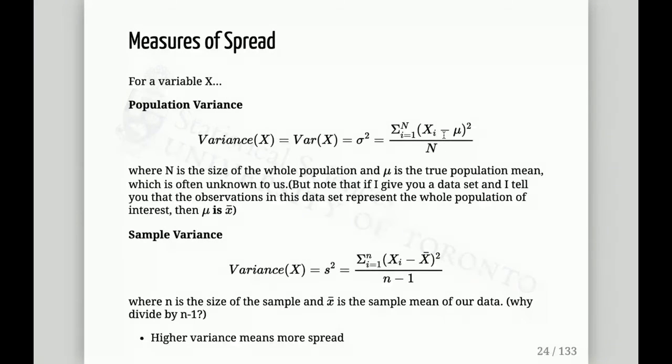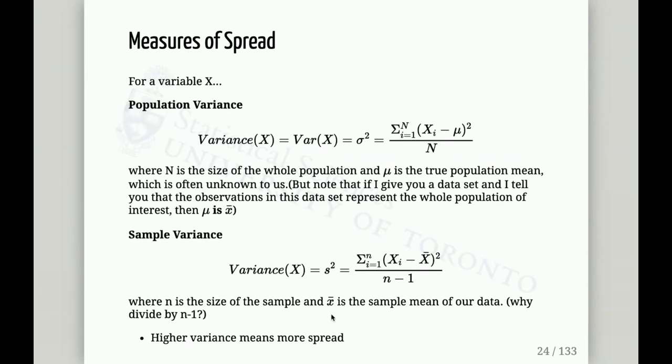However, if I give you a data set and I tell you that the observations in this data set represent the entire population that I'm interested in, then the population mean is exactly the same as the mean of that data. In that case, you can find mu and you can calculate the population variance. This is called mu, a Greek letter, spelled mu. And then if you don't have population information, then in your sample, you can calculate the sample variance. It's denoted S squared. It's very similar to the population variance, except instead of the true population mean, which you don't know, you take the sample mean of all of your data, and you also divide by n minus 1.